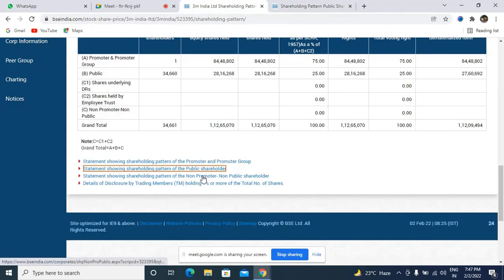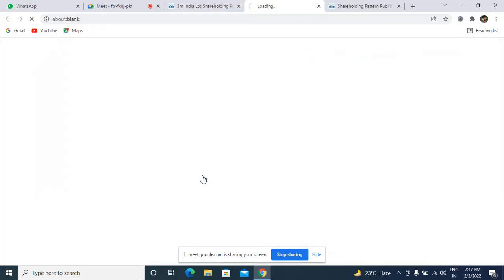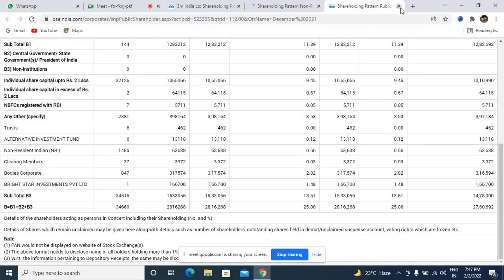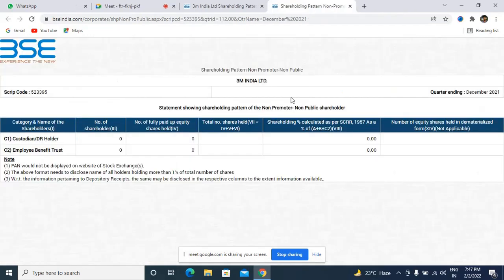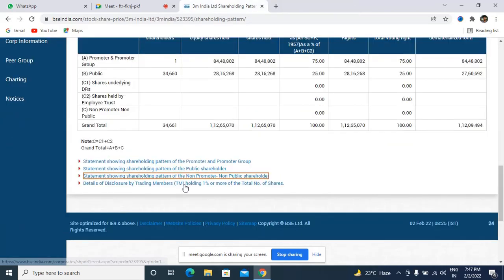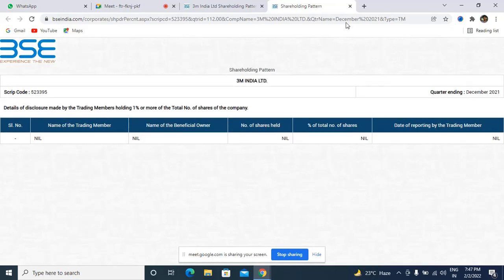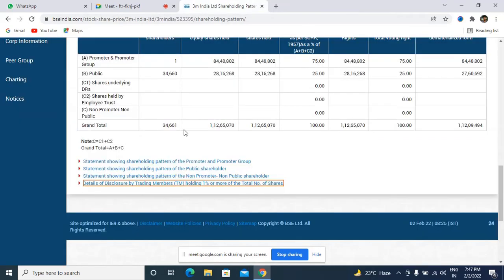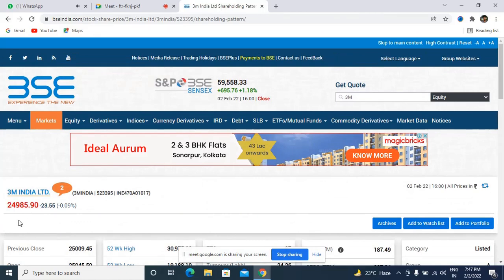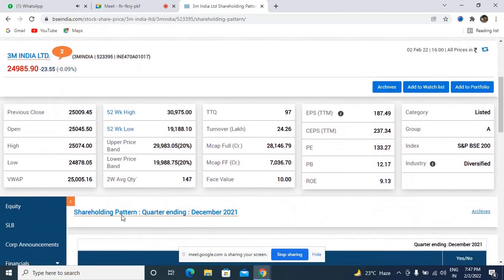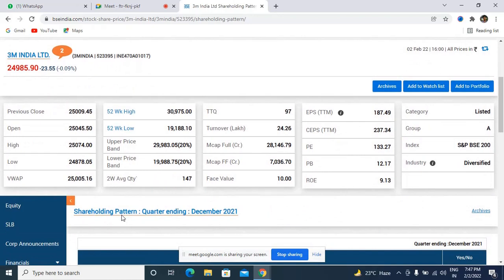Now let us go through. Any doubt? Sir, it's quite less according to the population. Yeah, what to do? Okay, fine. Details of disclosure by trading members holding 1% or more of the total number of shares. This is actually an MNC, right? And 75% of shares are held by the promoter, so there is very little scope, and the share is actually valued at 24,985.90.